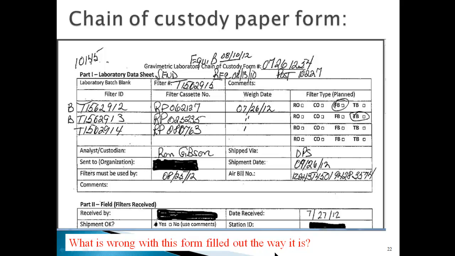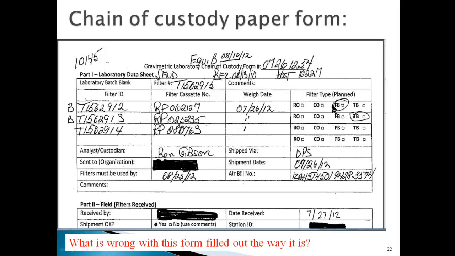There's something wrong with the form filled out the way it is, and I hope somebody can tell me what it is. This is a form that describes filters that were sent to the Navajo Nation. I'll tell you that. And you can see there's lots of scribbles on here, and that's fine. They're all legible. But you could see we've got filter IDs, we've got the filter cassette number that the filter was snapped into, the date it was weighed.